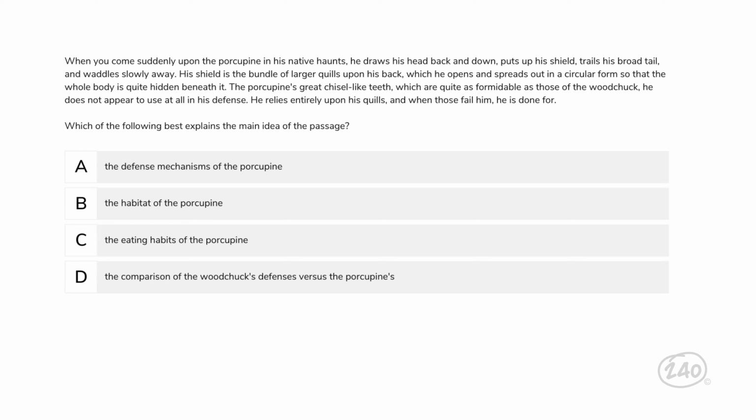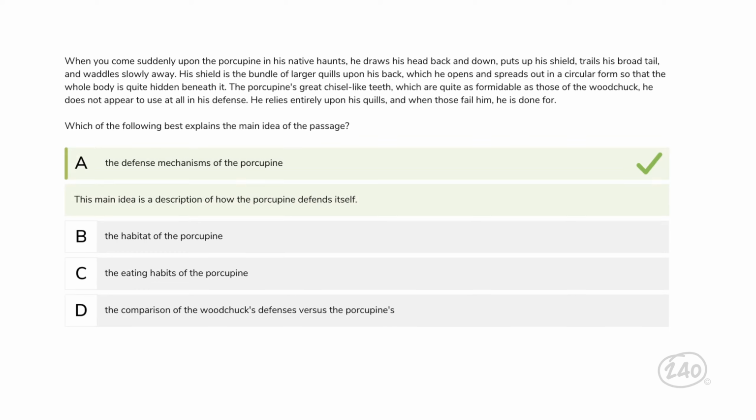Which of the following best explains the main idea of the passage? The defense mechanisms of the porcupine, the habitat of the porcupine, the eating habits of the porcupine, the comparison of the woodchuck's defenses versus the porcupine's. This is the correct answer. The main idea is a description of how the porcupine defends itself.